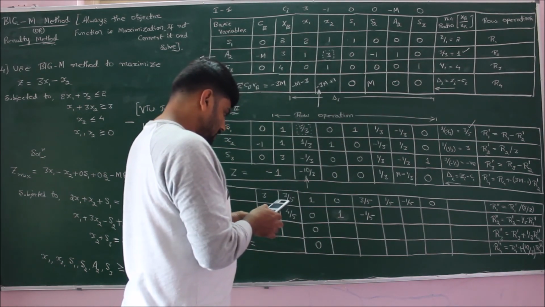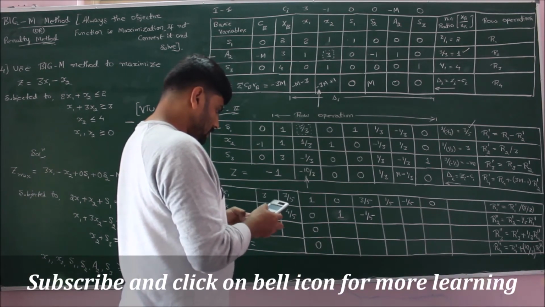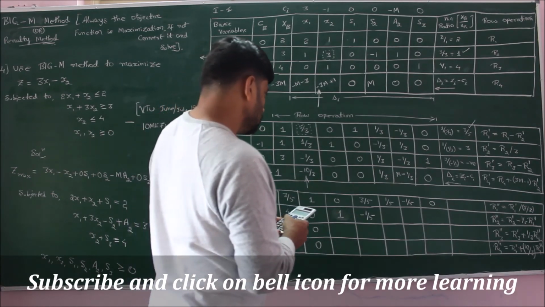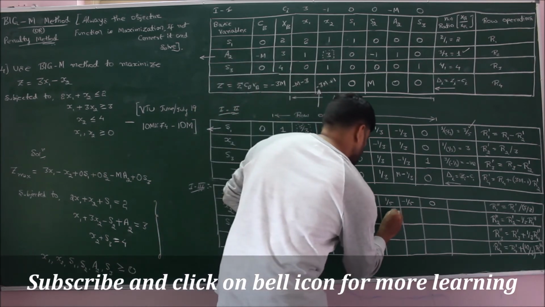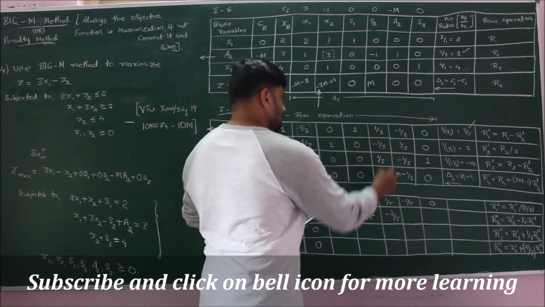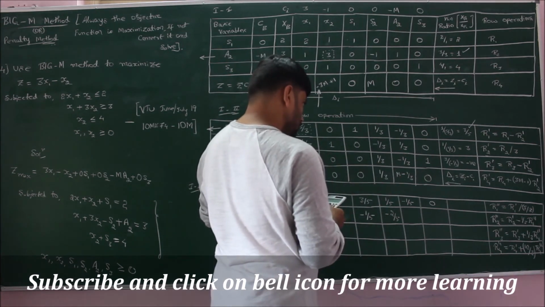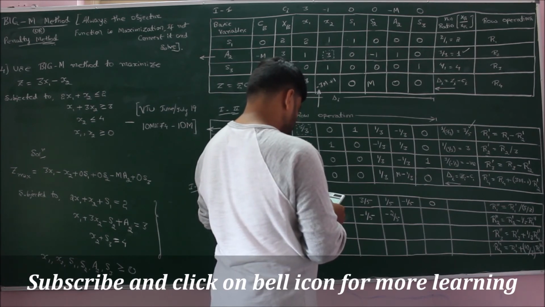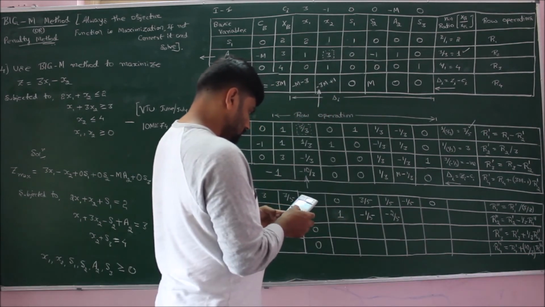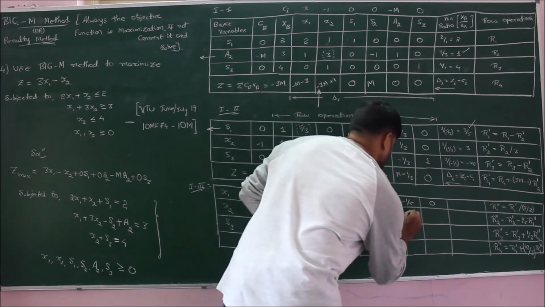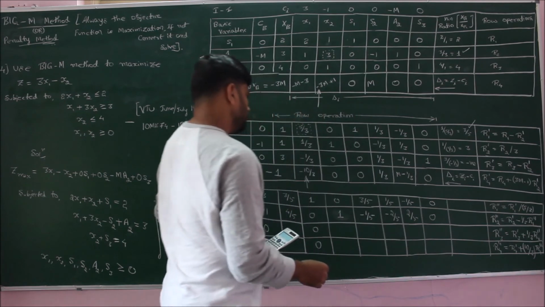minus 1 by 3 minus 1 by 3 into 1 by 5, minus 2 by 5. Coming over here, we have 1 by 3. So therefore 1 by 3 minus 1 by 3 into minus 1 by 5 is plus 2 by 5. We have here also 0, here also 0, therefore it is 0.